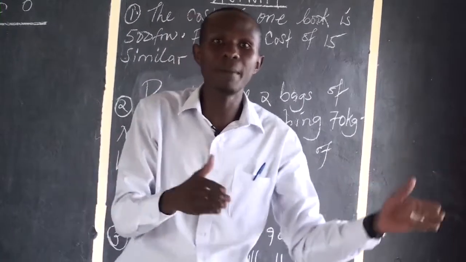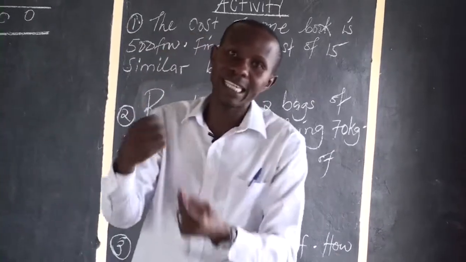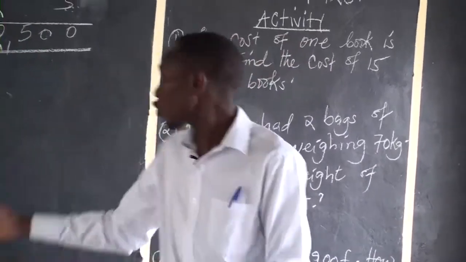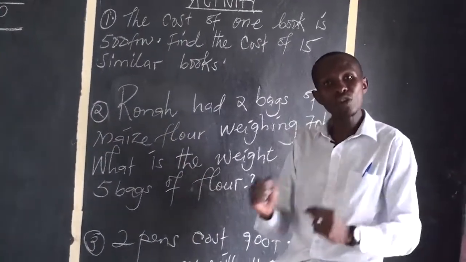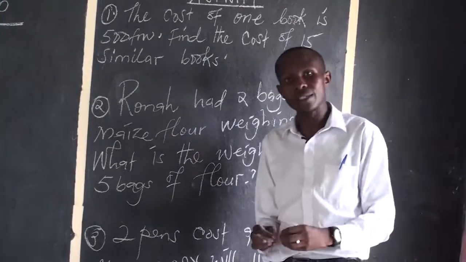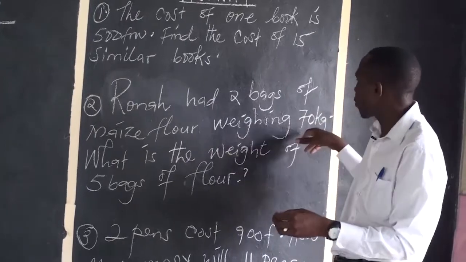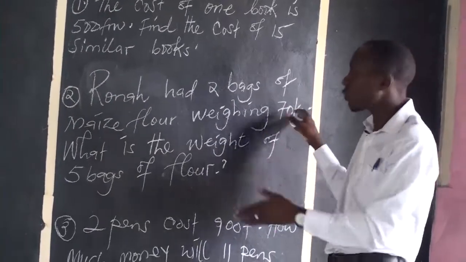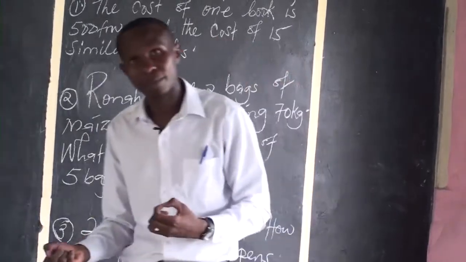Remember, you have known the amount that you are spending on two. So before you take a step, make sure you know for one. On all questions, you must know for one item. How much did you spend on the item? How much is the item worth? Like for instance, on number two, ask yourself, if 2 bags is 70 kilograms, what about one? After getting one, then multiply by 5. Don't waste a lot of time.